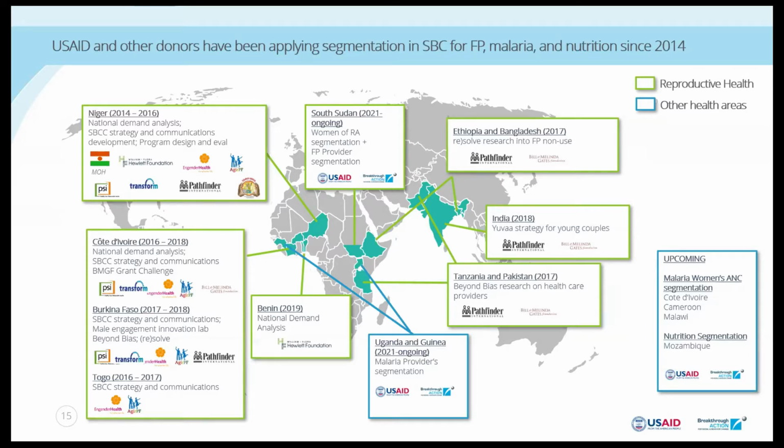So a lot of segmentations based on family planning, but then now in 2021 and some that are ongoing, also looking at malaria and nutrition. Both segmentations done amongst populations of women, of men, and also in some cases providers. And for a lot of these, there are available data sets for those that are interested.